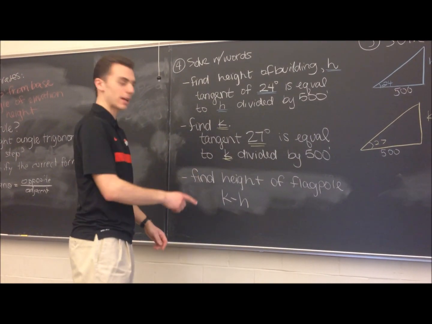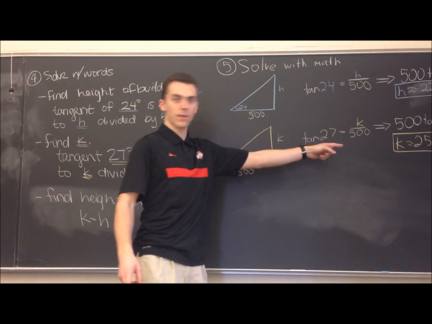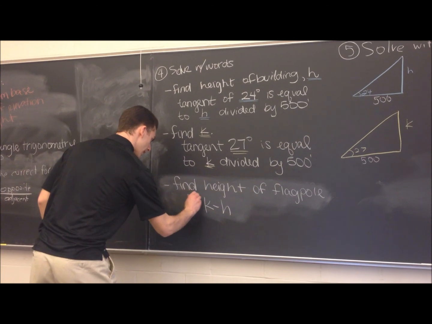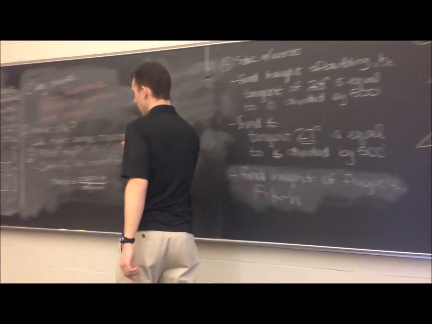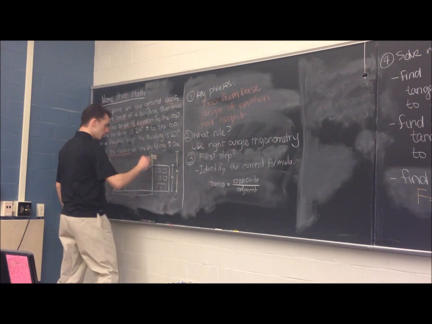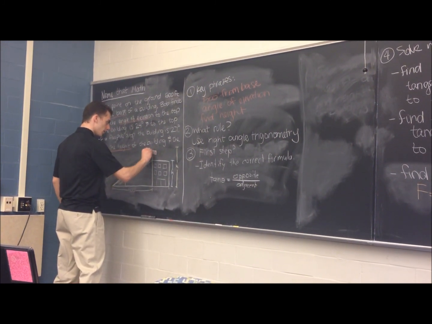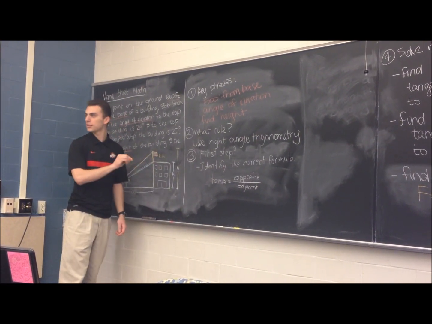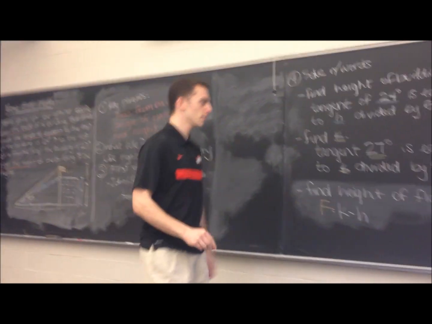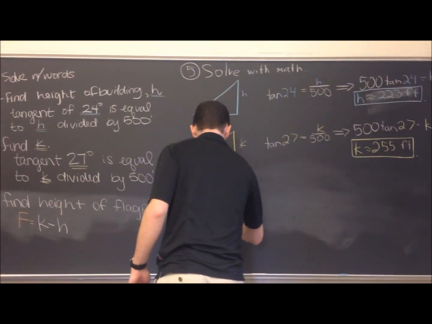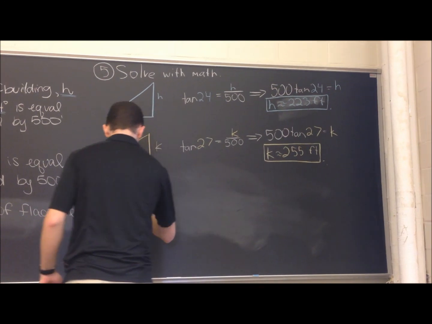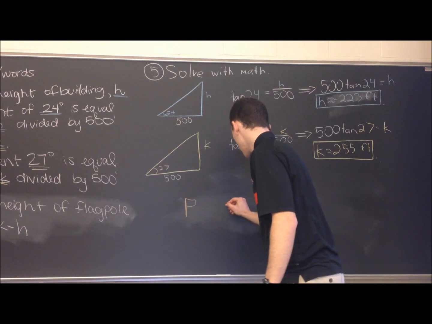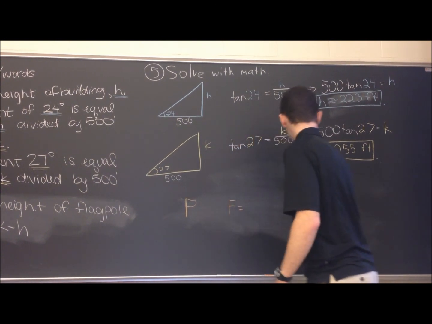So now we want to find the height of the flagpole. We have our h, we have our k. Now we're going to take those to find the height of our flagpole. Let's call that f equal k minus h. Go back to our diagram over here. This is our flag, and that's going to be k minus h. So let's go back over here now. Here's my little flag right there.